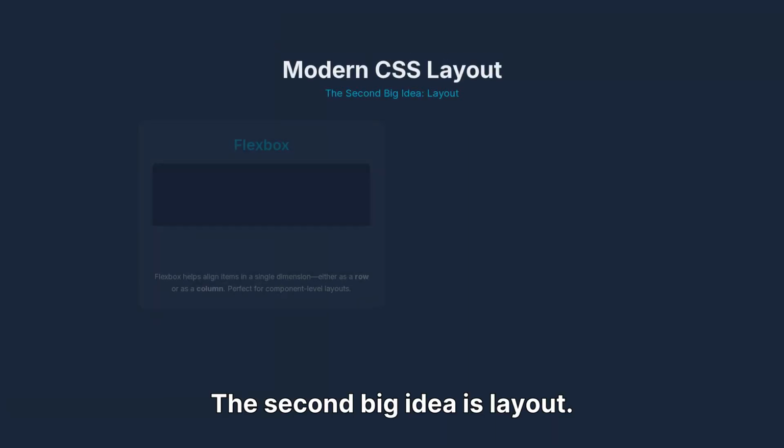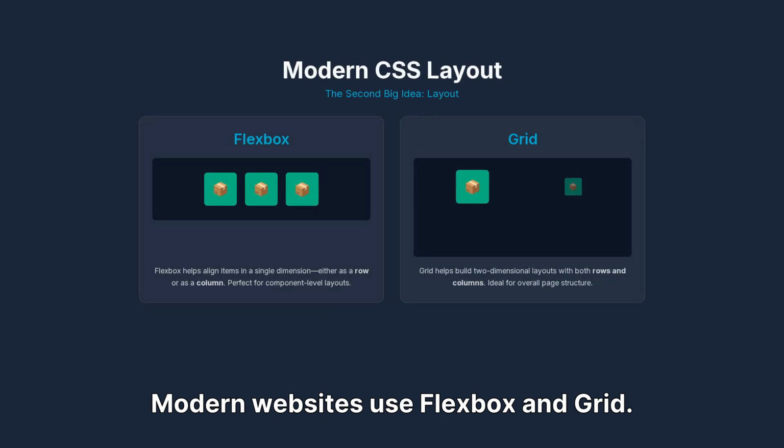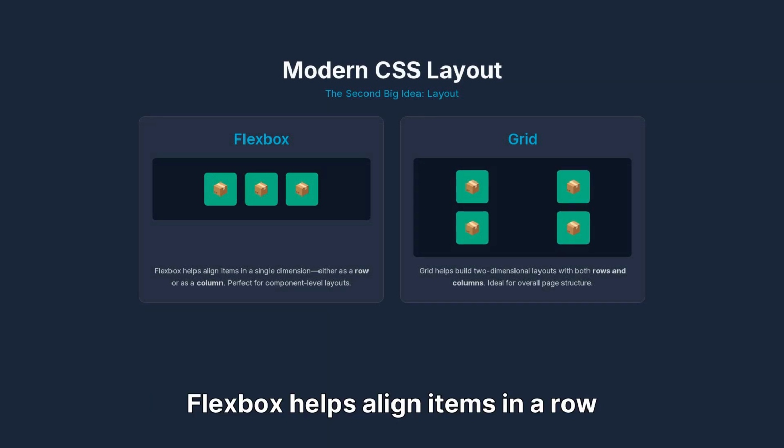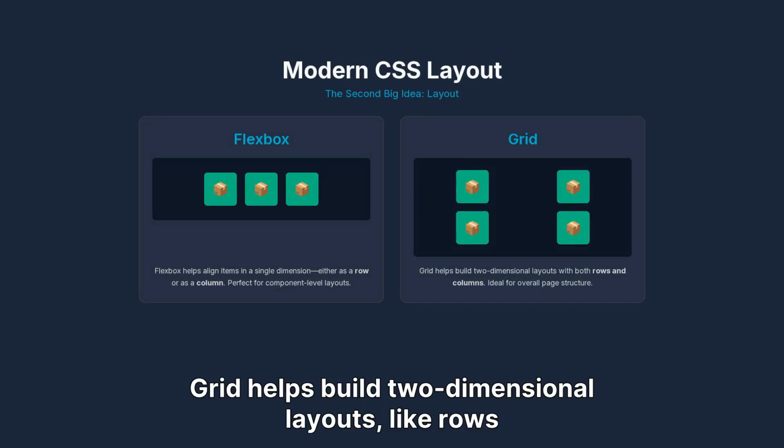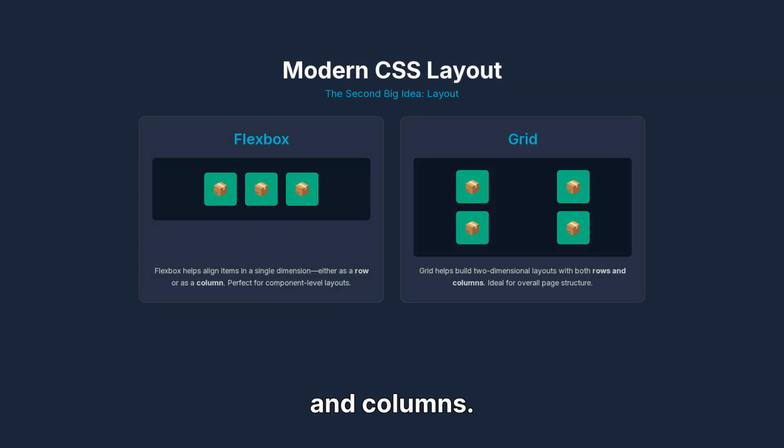The second big idea is layout. Modern websites use Flexbox and Grid. Flexbox helps align items in a row or a column. Grid helps build two-dimensional layouts, like rows and columns. You don't need to master them today, but you should know they exist, and we will learn them step by step.